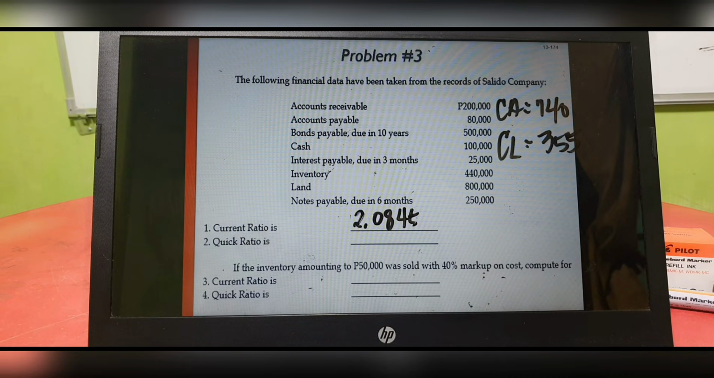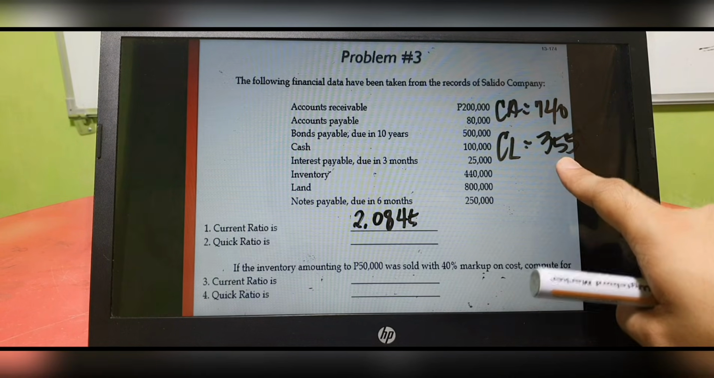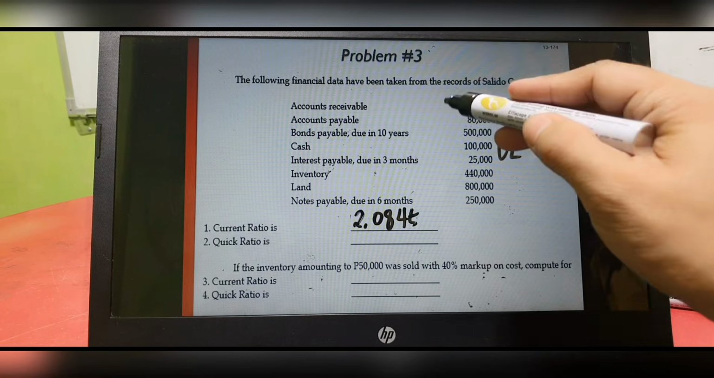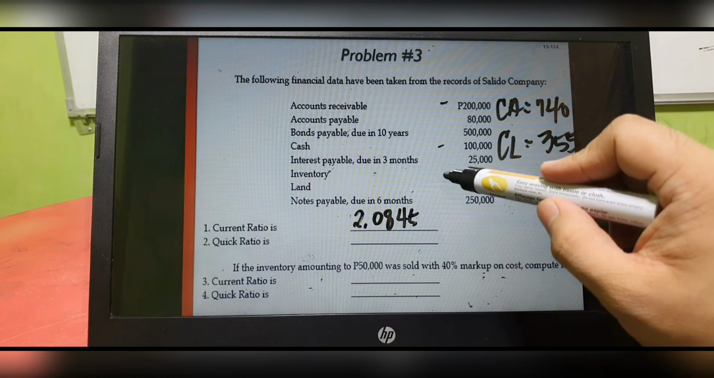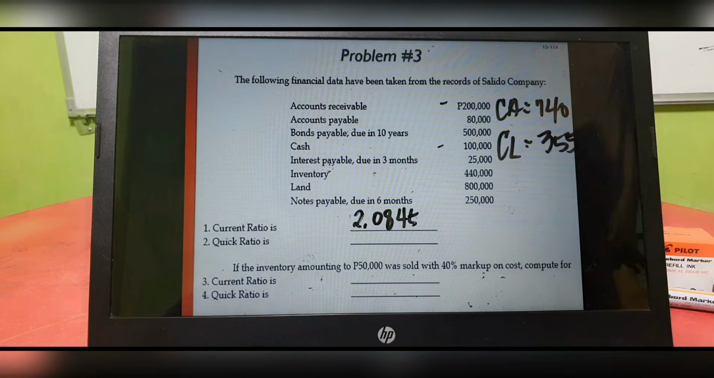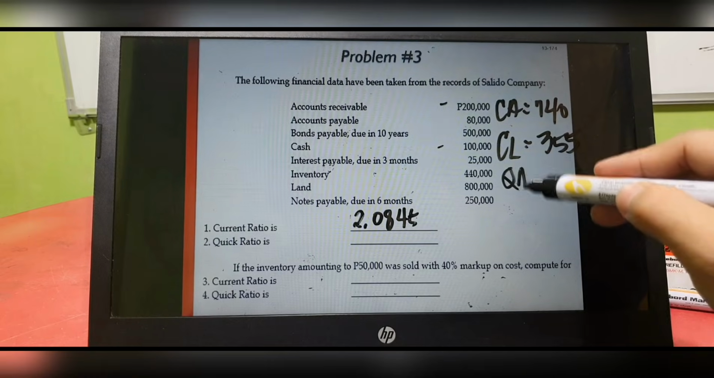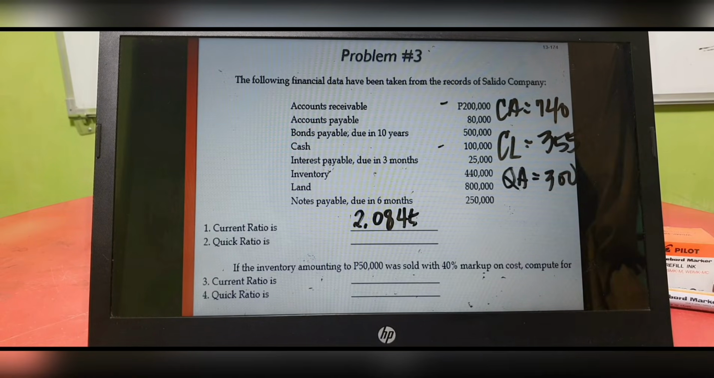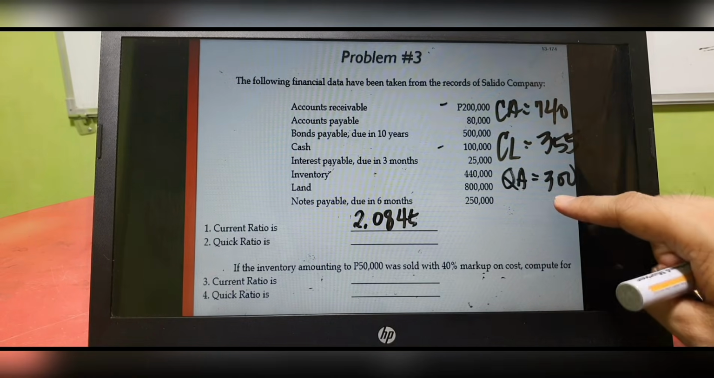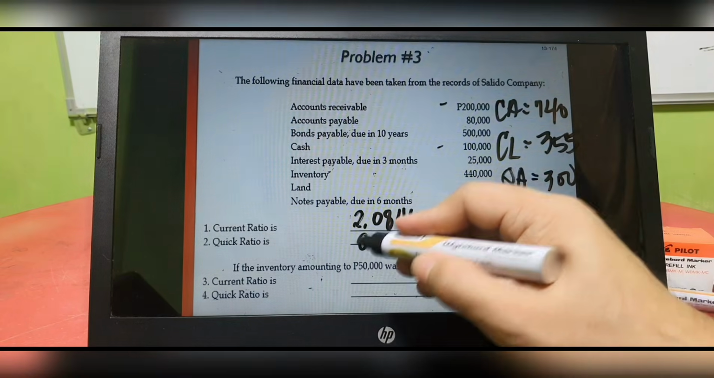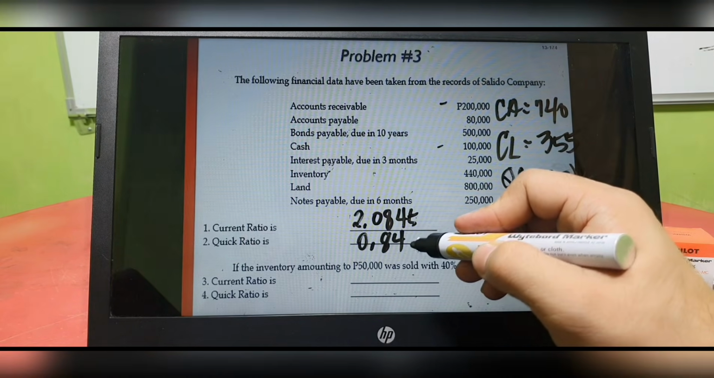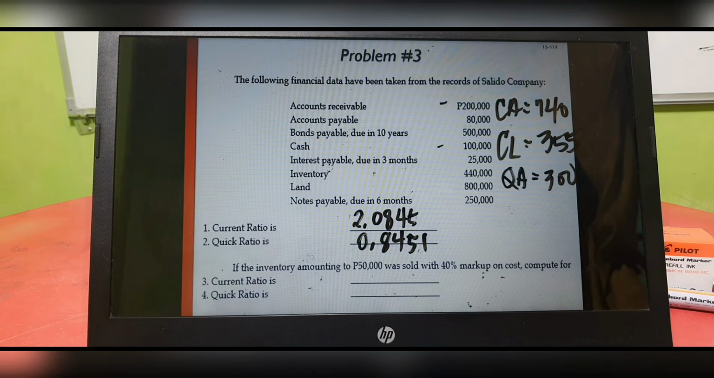The quick ratio would be, so we have the current liability na, so we just have to determine ano yung mga quick assets. AR, yes. Your cash, yes. And then, inventory kasama, no. So, 300. So, ang quick assets natin ay 300. So, what is your quick ratio? So, that would be 300 divided by your 355. So, 300 divided by 355, the answer is 0.8451 or 0.84. Okay?